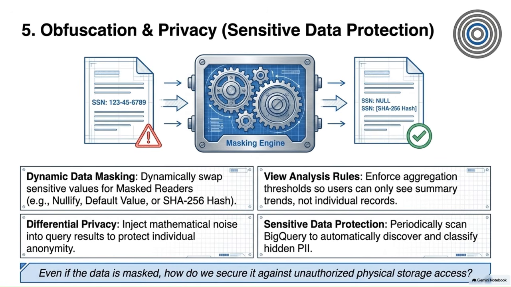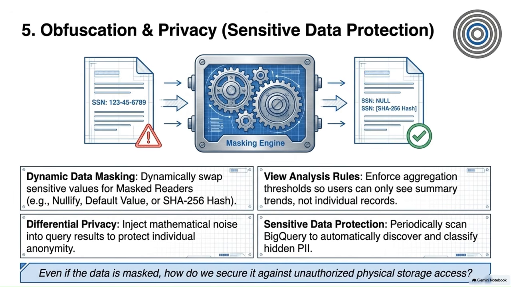Okay, you can have differential privacy, you can protect the sensitive data, and you can enforce the user to only see the aggregated records. Okay, so these four things come with BigQuery natively, but they work in tandem with the data loss prevention APIs.